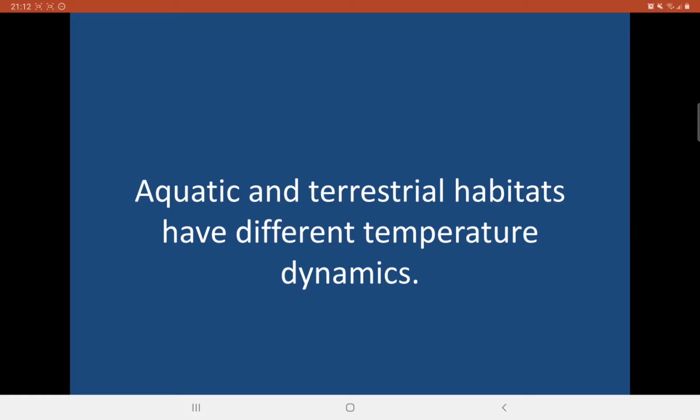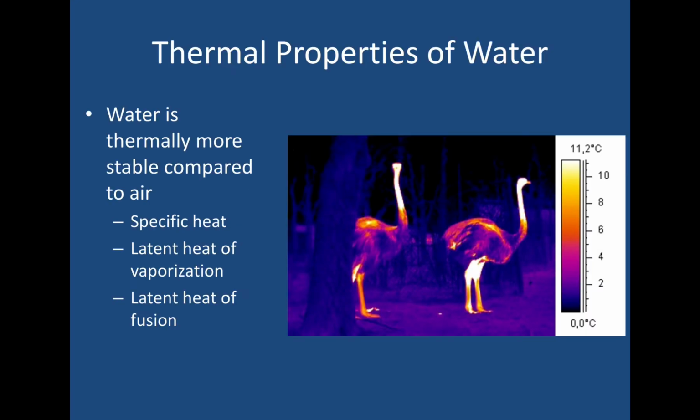So next we'll discuss thermal dynamics in terrestrial and aquatic habitats. These habitats have different temperature dynamics. This is because the main medium for terrestrial habitats, which is air, has very different physical properties compared to the medium in aquatic habitats, which is water. So let's first discuss the thermal properties of water.